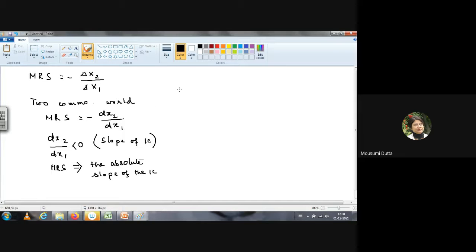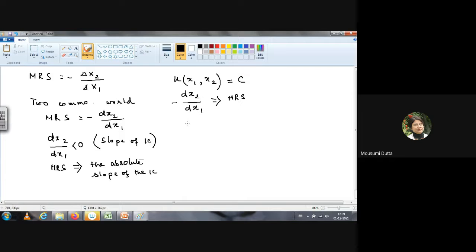Okay, so given the equation U of x1, x2 is equal to C, we will be able to derive dx2 by dx1 from this equation, and then minus of that dx2 by dx1 will give us the slope or absolute slope of the indifference curve.